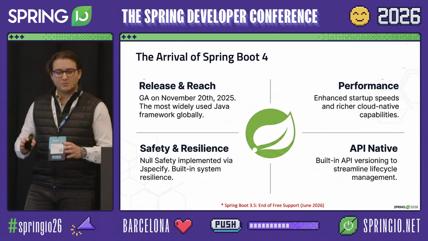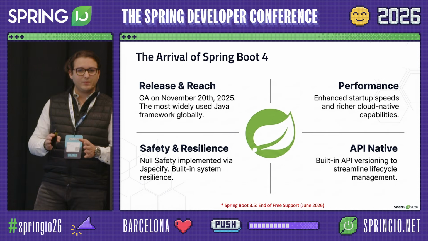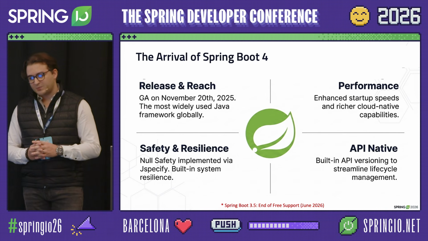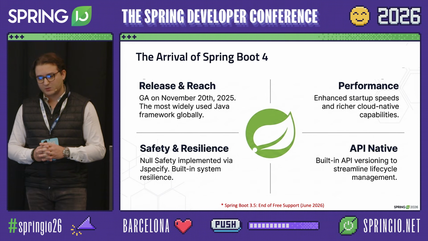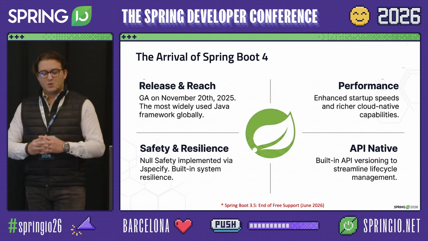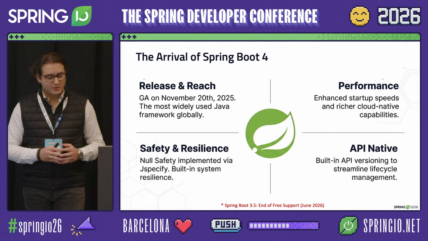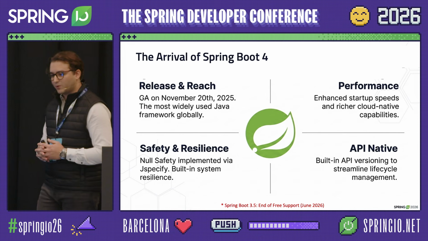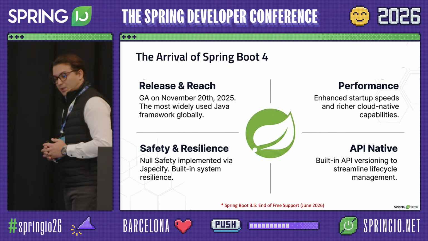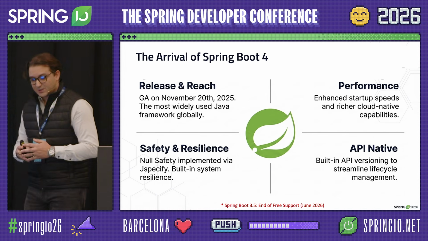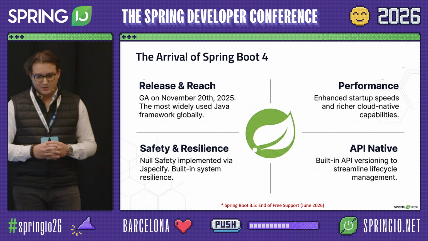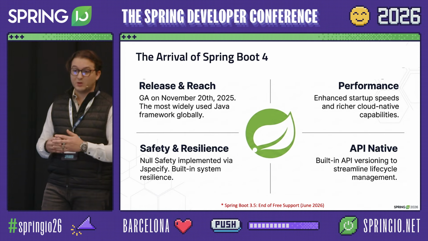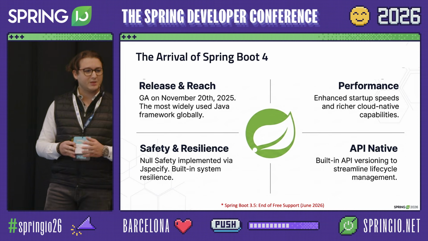Now, the idea is to bridge the gap between OpenAPI and Spring. So with the arrival of Spring Boot 4, so in November 2025, we have a really complete and robust framework that is also enhanced in terms of performance capabilities. And also, we have seen some AI integration with the ecosystem. But what is the most important for us is the API native integration.